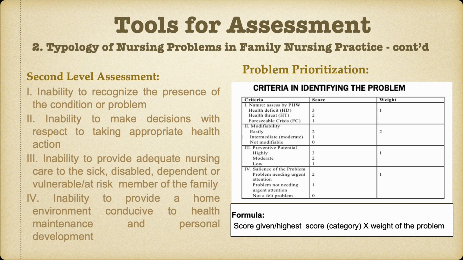Next we have is the preventive potential. That refers to the nature and magnitude of future problems that can be maximized or totally prevented if intervention is done on the problem under consideration. So, our highest score there is 3 if it is highly preventive. And then, if moderate, we give a score of 2. And if low, we give a score of 1. And the weight of that is 1. No? So, sa modifiability lang ang nakalahi because it's 2.